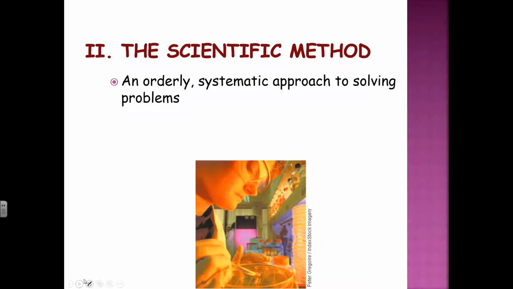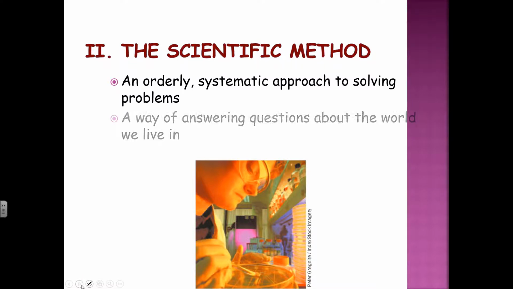So this is Roman numeral 2 in your notes as you were writing these down. Scientific method. The definition of the scientific method is an orderly, systematic approach to solving problems. Another way of wording it is it's a way of answering questions about the world in which we live.